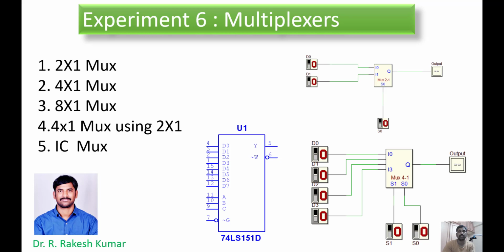In this lab session we are going to simulate the different multiplexers. First we will simulate 2 into 1, then 4 into 1, then 8 into 1 multiplexers with the select lines. For these 3 experiments we are going to use the DEED software, and we are going to construct 4 into 1 using 2 into 1 mux also. At the end we are going to see the IC multiplexer, which is 74151, an 8 into 1 multiplexer. Now we'll start with the 2 into 1 multiplexer.